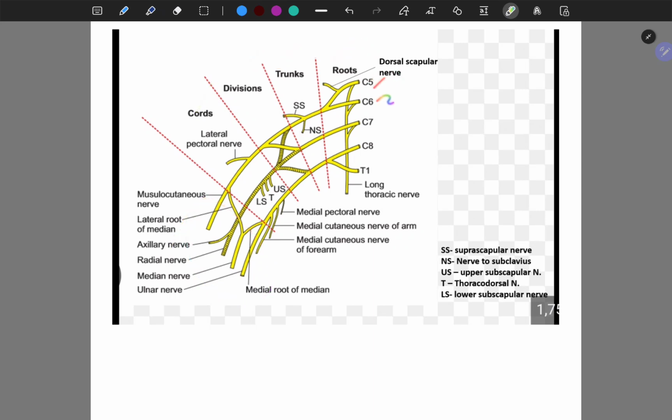So from the roots C5, C6, C7 you will have the long thoracic nerve and nerve to serratus anterior. From the trunks there will be branches: the suprascapular nerve and nerve to subclavius, which is from C5 and C6.